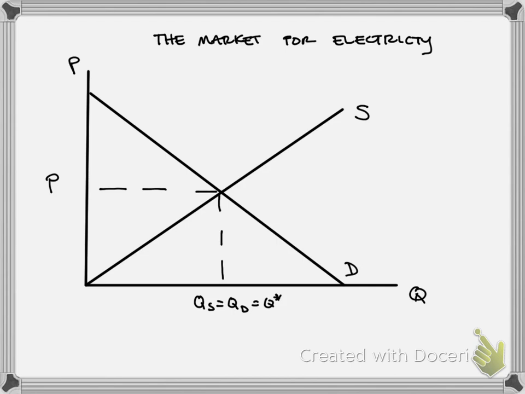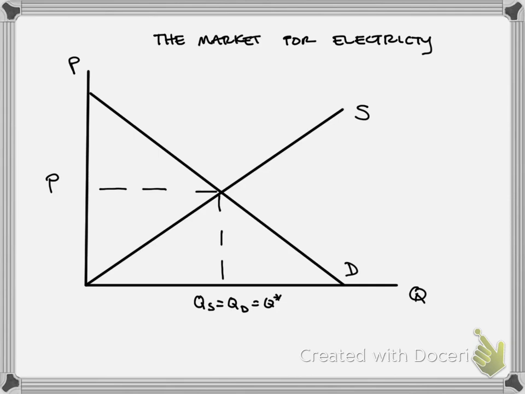And that's going to maximize total surplus, both consumer and producer surplus, so we're efficient. However, this doesn't always work. Sometimes free markets break down and are inefficient. An example of this is when there are externalities involved. So an externality is when there is an uncompensated cost or an uncompensated benefit caused by the market.